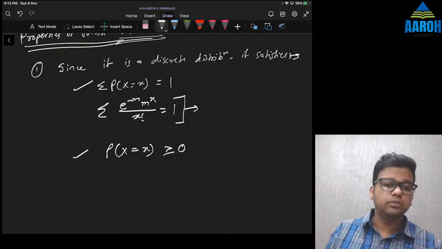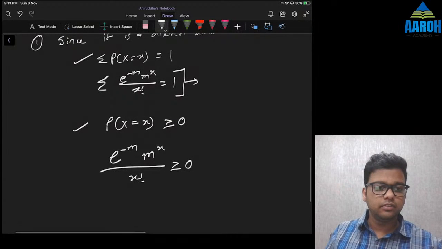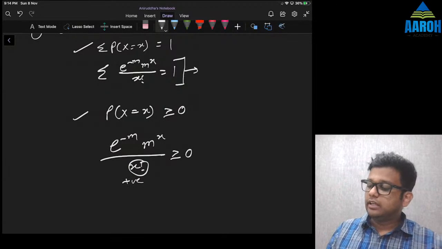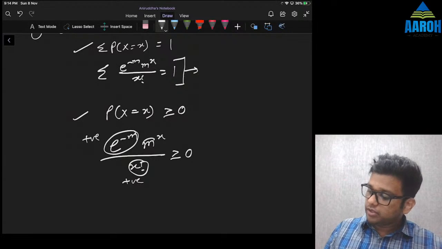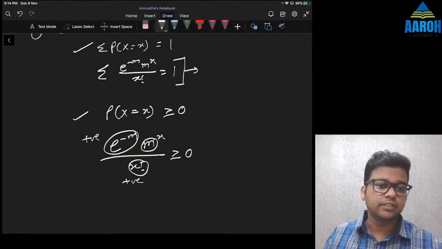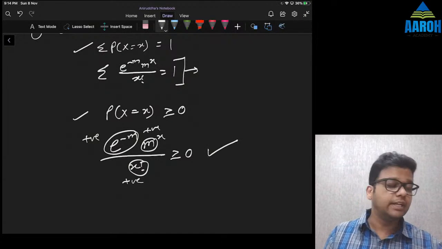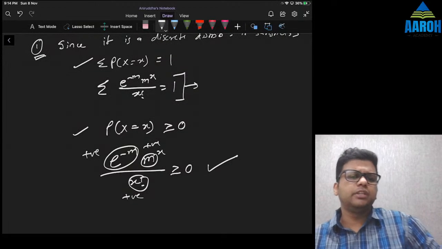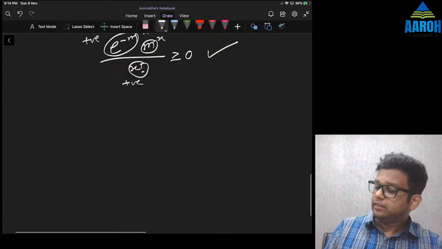And the probability that x is equal to x should be greater than or equal to 0. This we can check. E raised to minus m into m raised to x upon x factorial should be greater than or equal to 0. Now x factorial is obviously positive. E is positive, that means e raised to anything is also positive. And m is the average number of successes, which obviously cannot be negative, right? So this is also positive. That means this condition is satisfied. So this first condition, just like binomial distribution, Poisson distribution also satisfies it. Then let's go to the second property.